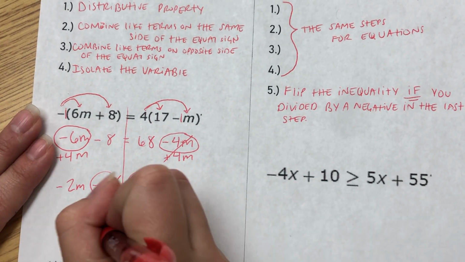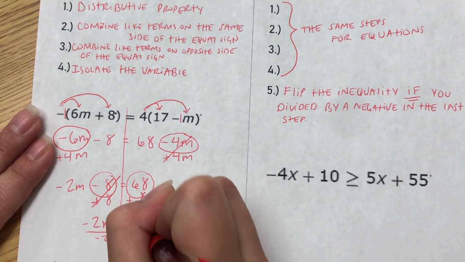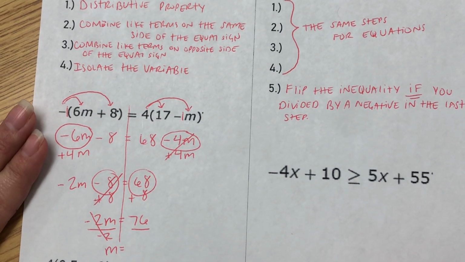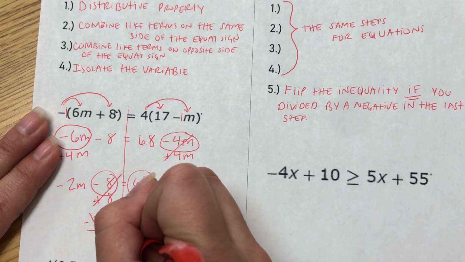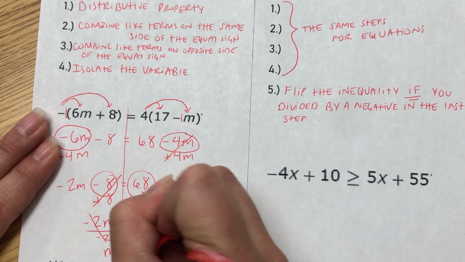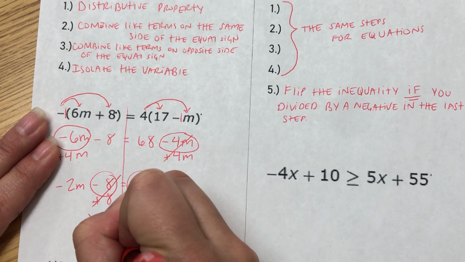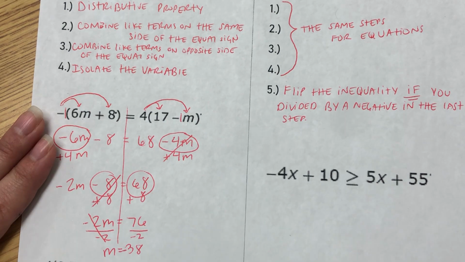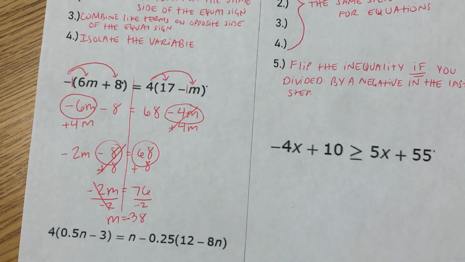And my last step is to divide by 2. I divide by 2 on both sides. 76 divided by 2 is 38. So actually that is a -38. Hopefully you can see.